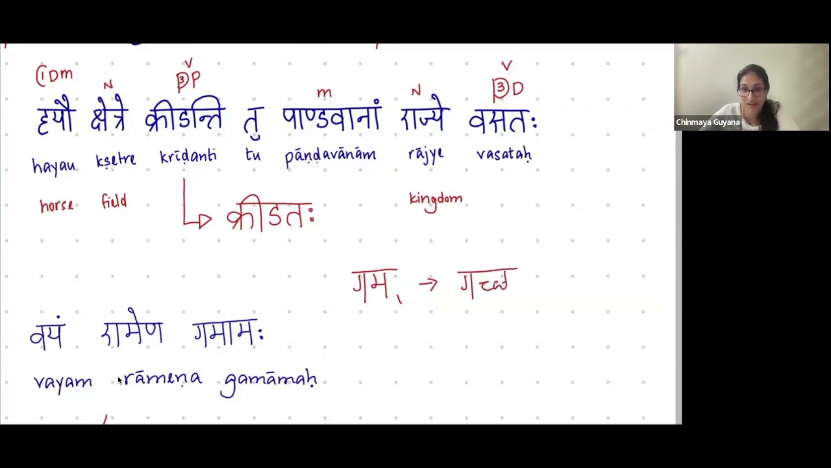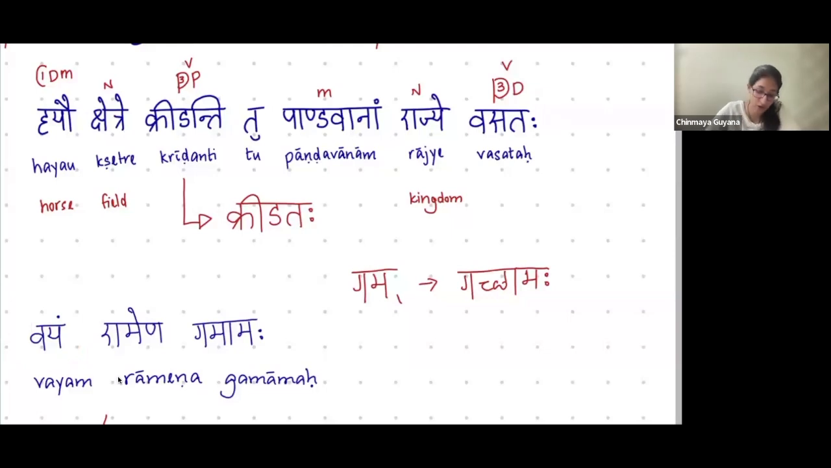So the correct verb base for gum is gacha. So it should be gachamaha. Just because we vayam gachamaha, we go is plural, it does not mean that Rama has to be plural also.